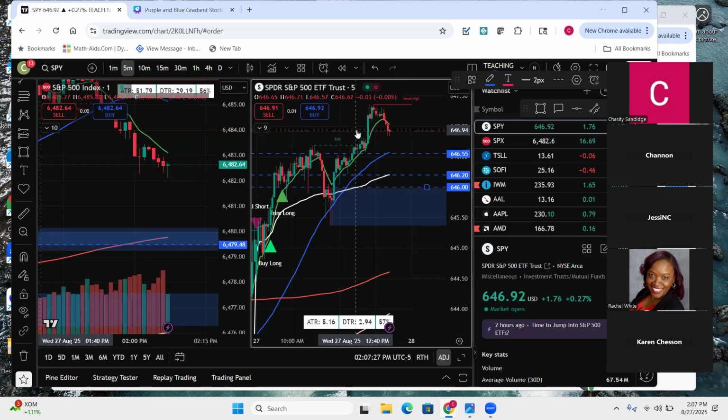If I was looking at SPX, anybody have a preference, SPX or SPY? Or y'all want both?